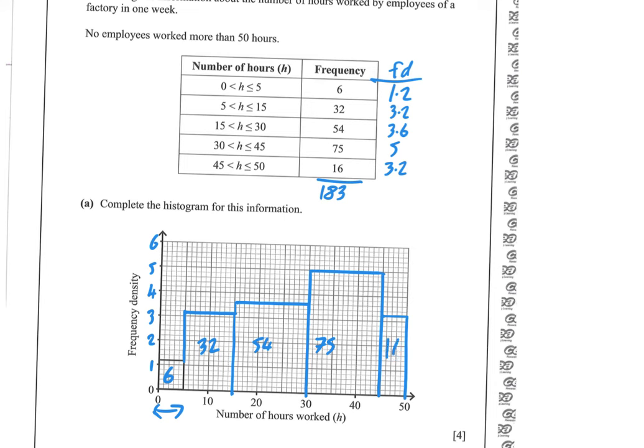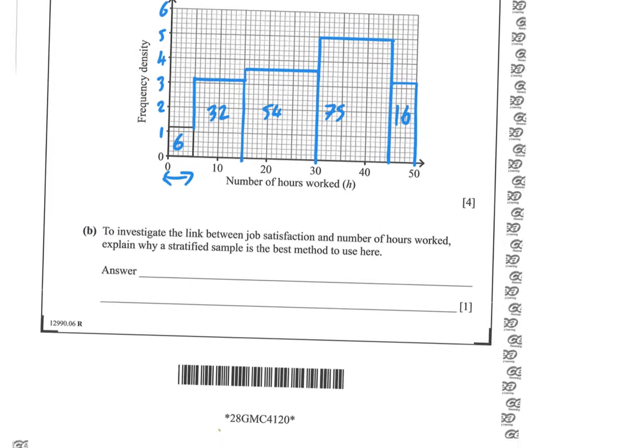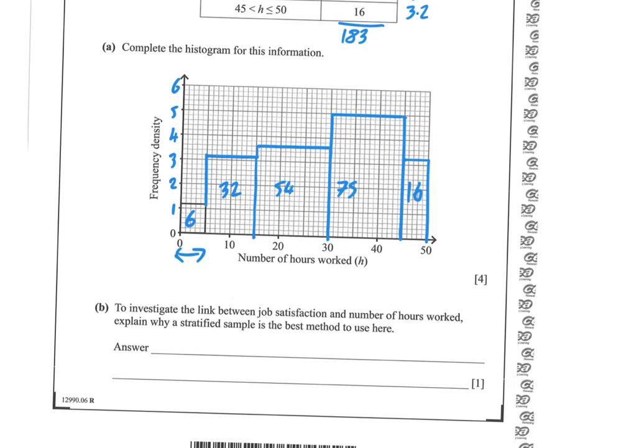They're all marked on. The next bit is a sort of strange wee question. It says, to investigate the link between job satisfaction and the number of hours worked, explain why a stratified sample is the best method to use here. The long answer really is because people who work more hours may have more or less job satisfaction than people who work less. So these people up here, for example, I don't know if they have more or less job satisfaction, but they're probably going to have a different attitude than the people down here working very few hours. So that really would be one reason. So you want to get a fair representation of the whole population.